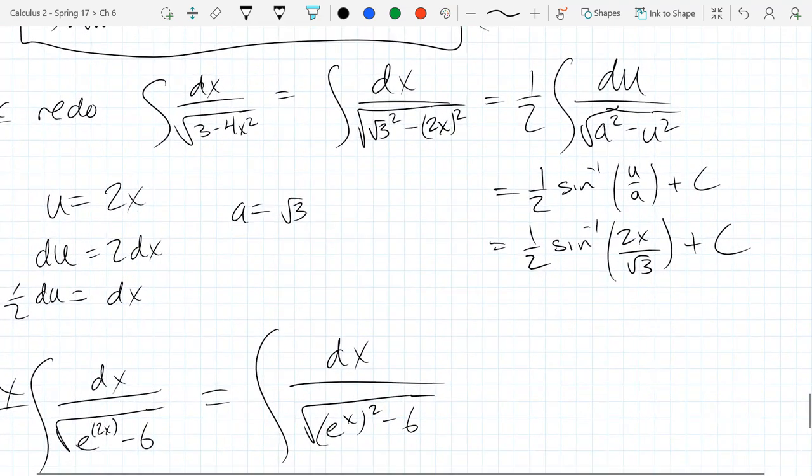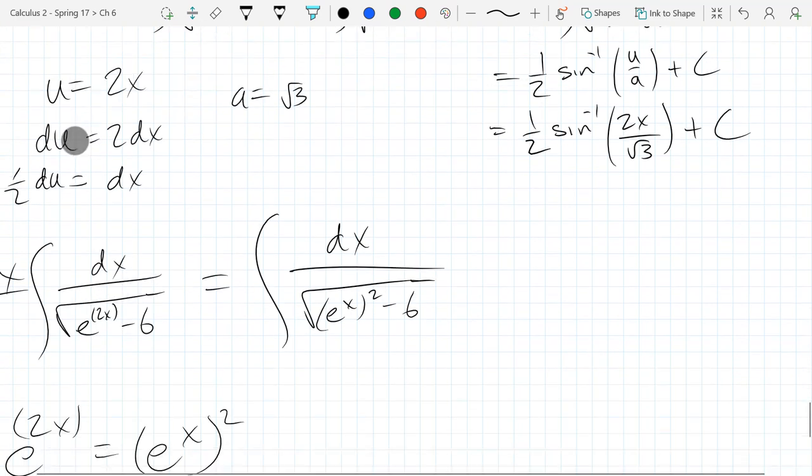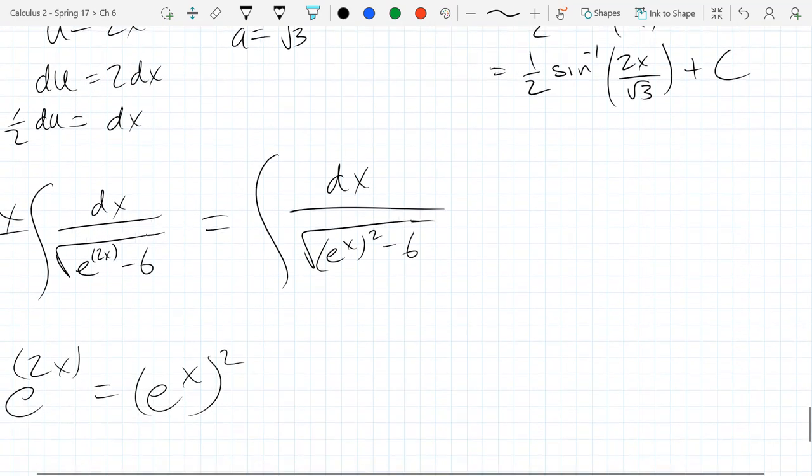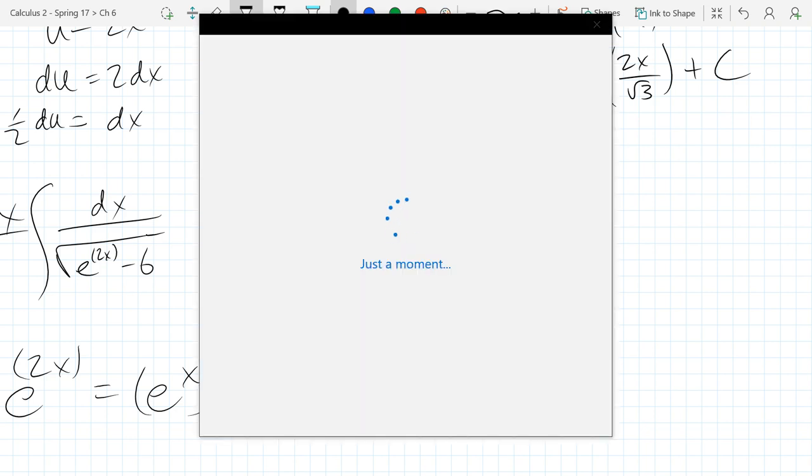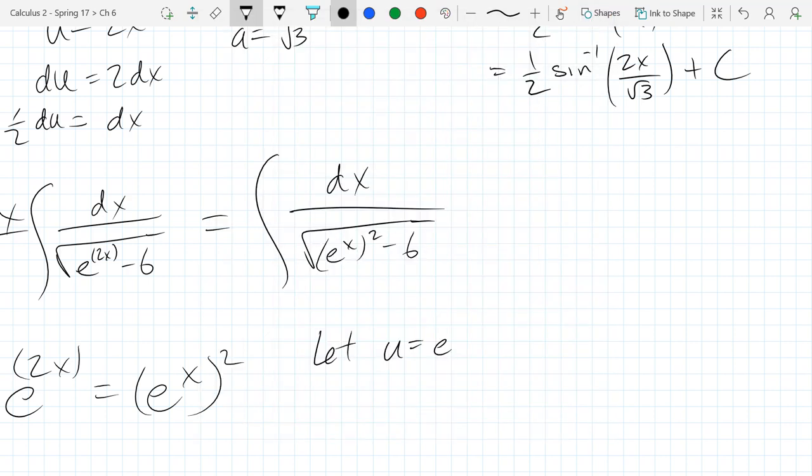I have to get that e to the x out of here. So will you take an ln of it? If I take an ln, I have to also take an ln inverse. So I can't. So we're going to go with the u sub here. We're going to let u equal e to the x, not e to the x squared, or e to the 2x, because I want this to become a u squared.